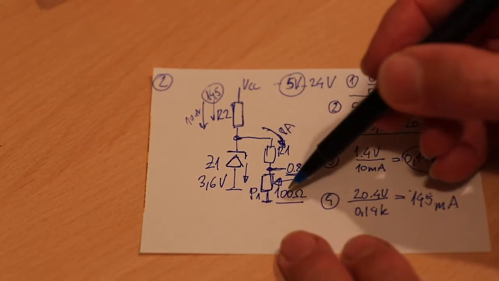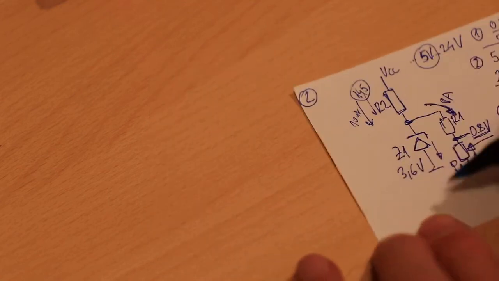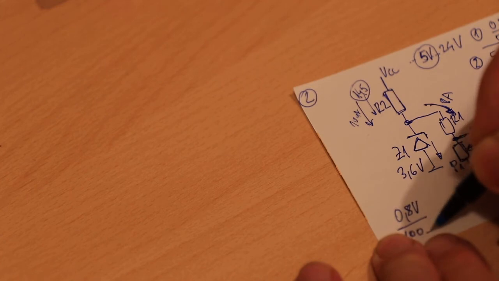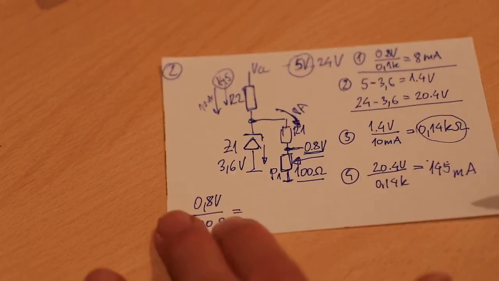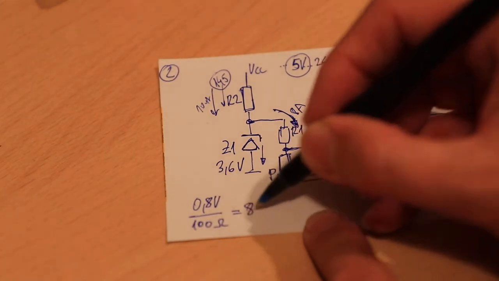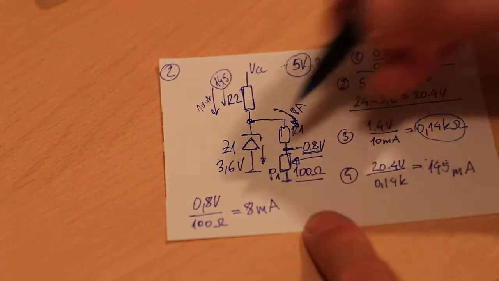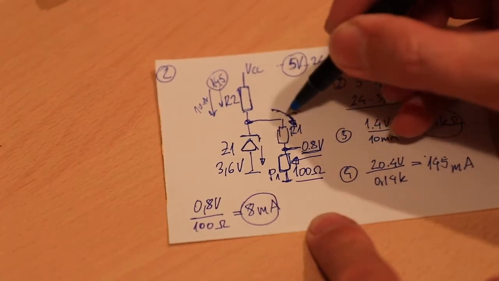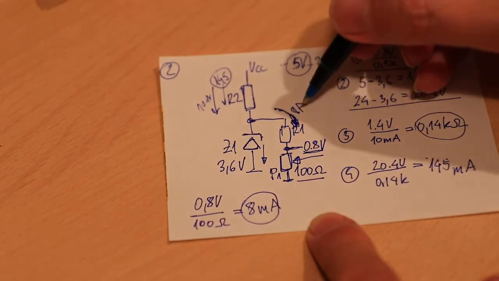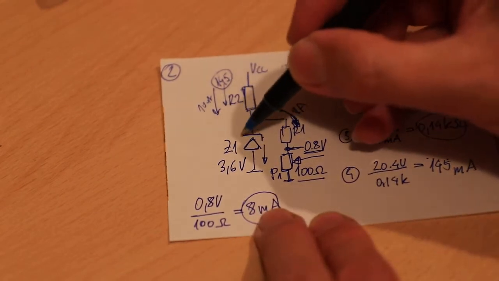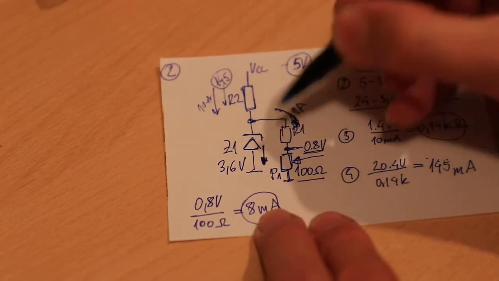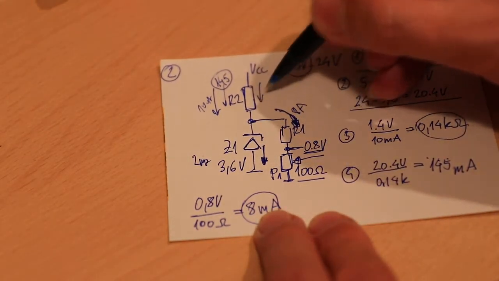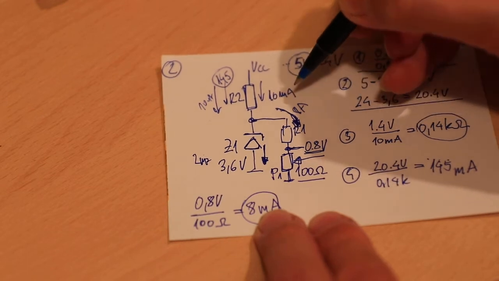Since I want 0.8 volt on 100 ohm, we can calculate that 8 milliampere is flowing through my potentiometer here. 8 milliampere flowing. But we also need some current through the zener diode, let's say 2 milliamp. So in total we need at least 10 milliampere here. At least. Okay.